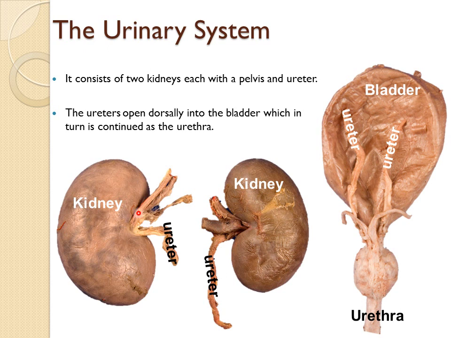Each kidney has a pelvis and then a ureter, which leaves from the kidney. Those two ureters will open up dorsally on the bladder. Now, there's only one bladder, so that's an unpaired structure. And once the ureters empty into the bladder, the urine will leave the bladder via the urethra.